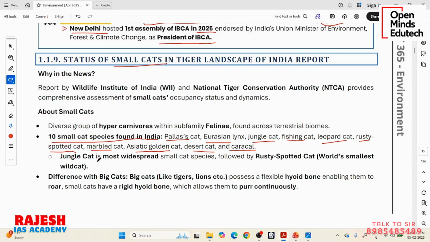So, which is the most widespread among all of the small cat species? The jungle cat is the most widespread small cat species, followed by the rusty spotted cat. We have seen one previous year question in which the rusty spotted cat was asked.